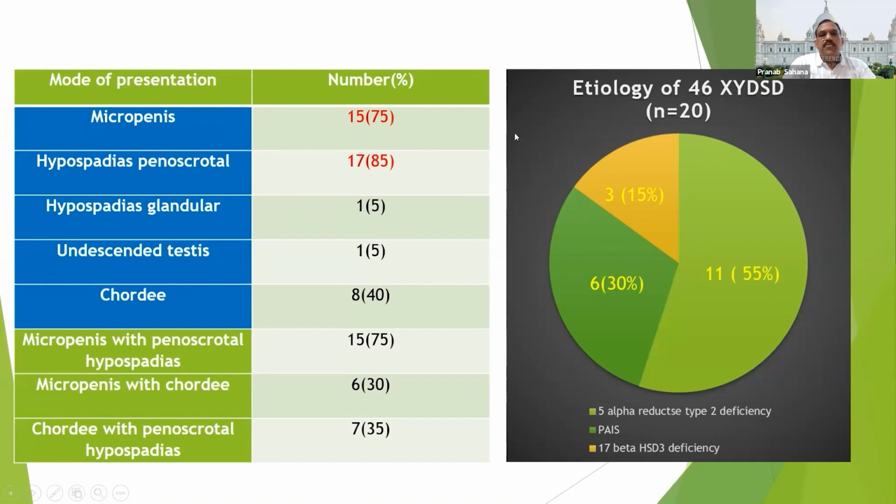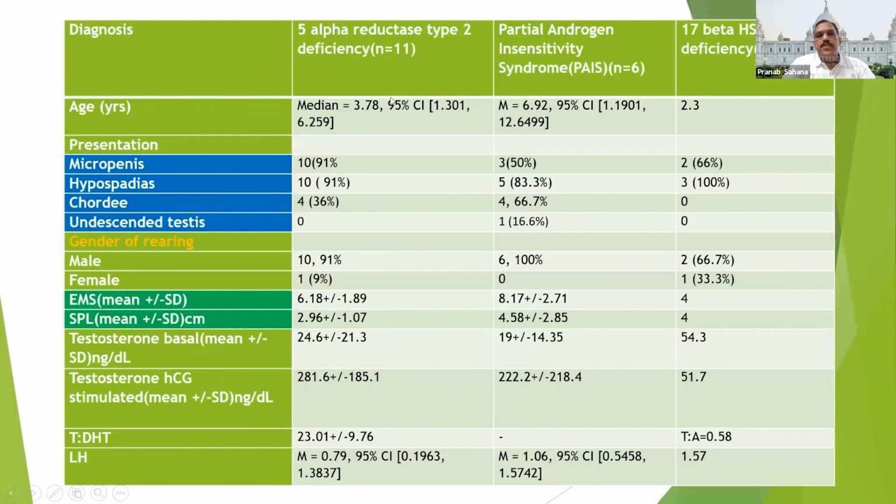Now, if we look at the different presentations of 5-alpha reductase deficiency, partial androgen insensitivity, or 17-beta HSD3 deficiency, we can see that micropenis and hypospadias are more common. Particularly micropenis is more common in 5-alpha reductase deficiency, and also hypospadias. The EMS, mean score in 5-alpha reductase is 6.18, in androgen insensitivity syndrome 8, partial androgen insensitivity 8.17, and in 17-beta it is 4. Stretched penile length in 5-alpha reductase is 2.96, in androgen insensitivity syndrome 4.58, and in 17-beta 4.